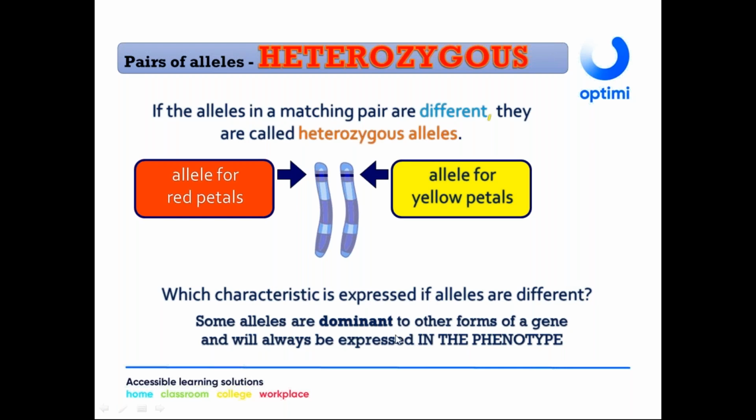Some alleles are dominant to other forms of a gene and will be expressed in the phenotype. The dominant one will be the one that is expressed in the phenotype. It will be the one that we observe when we are looking at you or at the plant or whatever we are studying. The dominant allele will be the one that's visible to us.